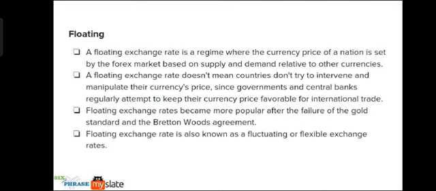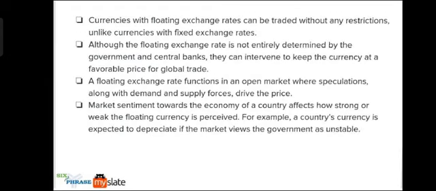Floating exchange rates became more popular after the failure of the gold standard and the Bretton Woods agreement. Floating exchange rate is also known as fluctuating or flexible exchange rates. Currency with a floating exchange rate can be traded without any restrictions, unlike currencies with fixed exchange rates. Although the floating exchange rate is not entirely determined by the government and central banks, they can intervene to keep the currencies at a favorable price for global trade.